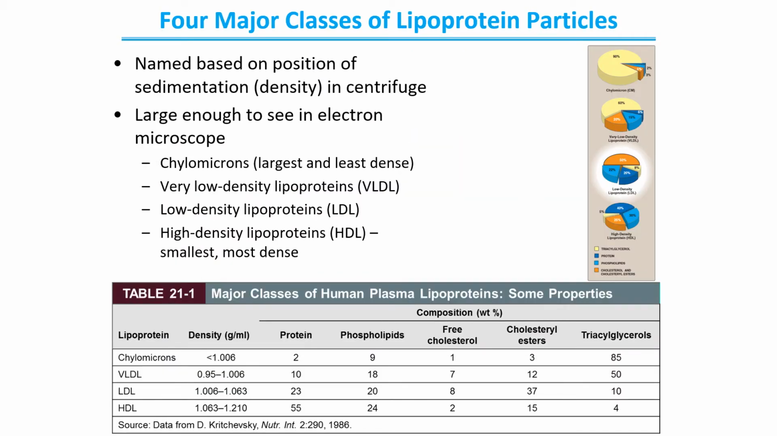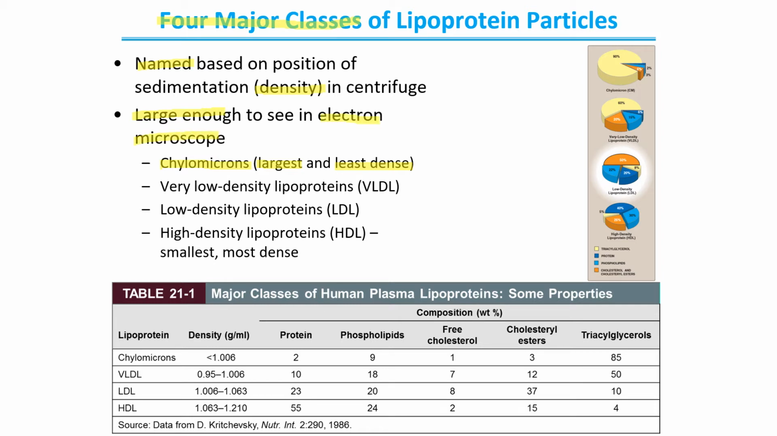So there are four main types of these lipoproteins, or you can say four major classes, and their names are based on the density of these molecules in the centrifuge machine. Chylomicrons, which are the largest molecule, are the least dense. So their density is lowest, but their size is largest. And all of these lipoproteins are big enough to be seen under the electron microscope as well.